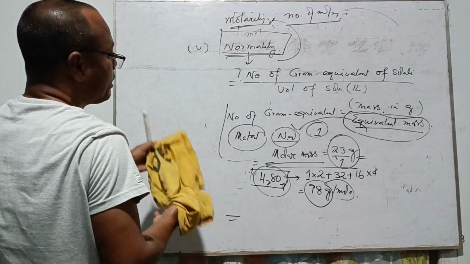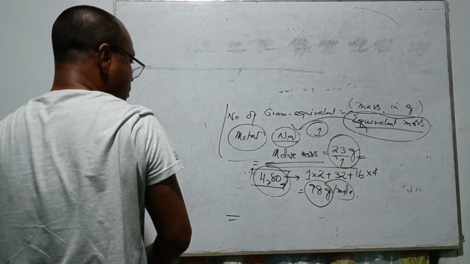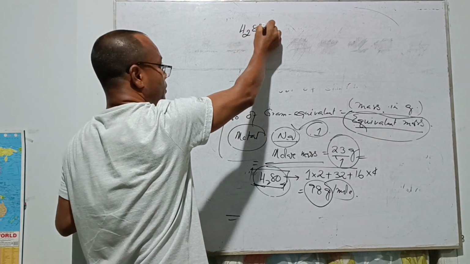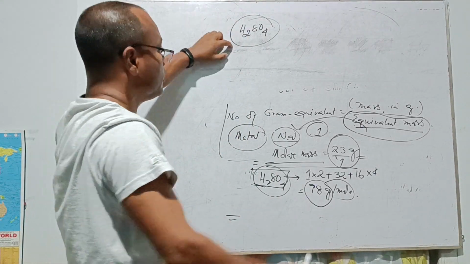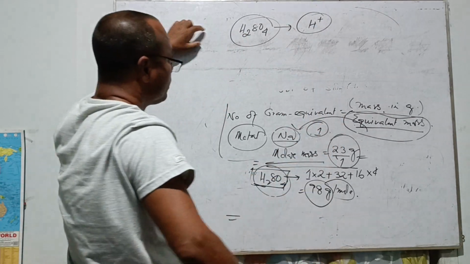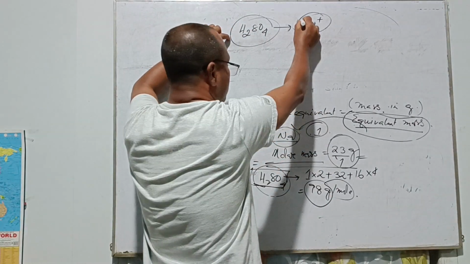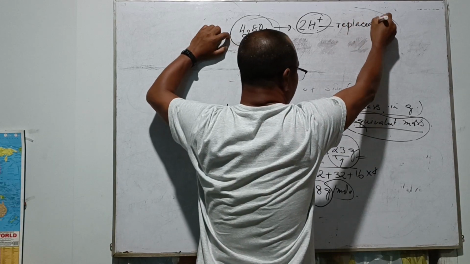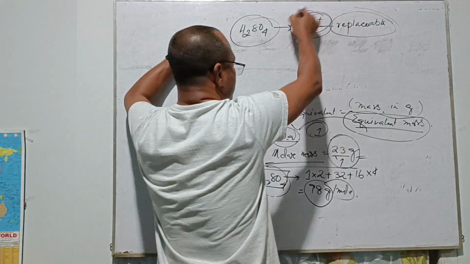In the case of metals, we need to know their valency. But in the case of an acid, like sulfuric acid, acid is related to the hydrogen ion, right? Now in sulfuric acid, how many hydrogen ions are there? There are 2 hydrogen ions. These 2 hydrogen ions can be replaced. So the number of replaceable hydrogen ions is 2 in the case of sulfuric acid.